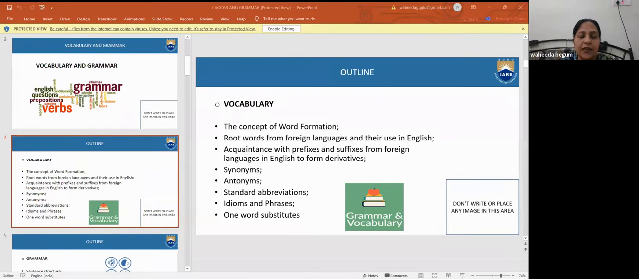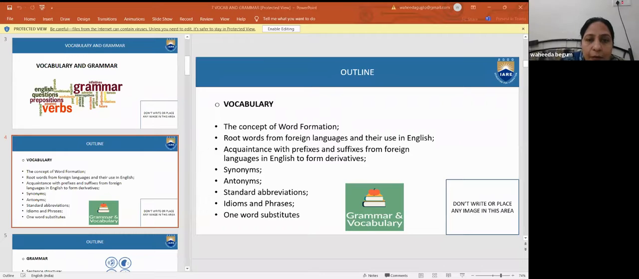Means to go: yield, intercede, recede, concede. Counter means against or opposite: counteract, counterpoint, counter argument, counterfeit. All these words are formed. It means against or opposite to, counteract.